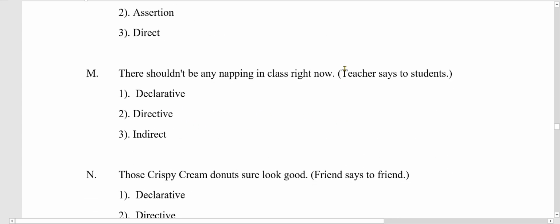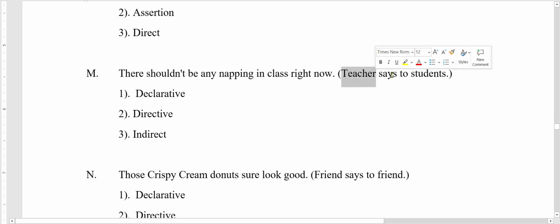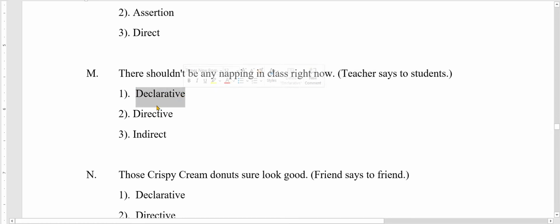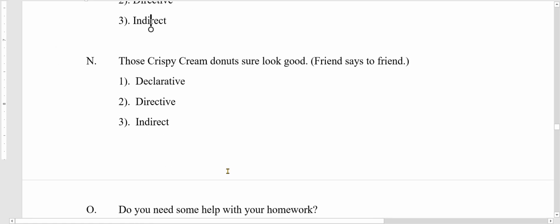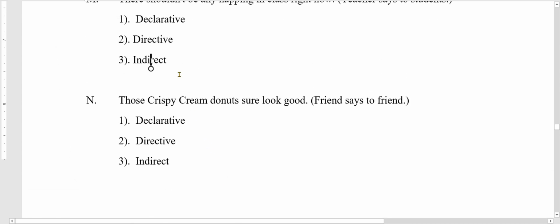M, notice the relationship here. Teacher says to student, so there shouldn't be any napping in class right now. It means wake up. It means don't nap. So to me, even though it's a declarative in the sentence type, it is more of a directive and it's indirect. N, this one's interesting how you want to look at it.